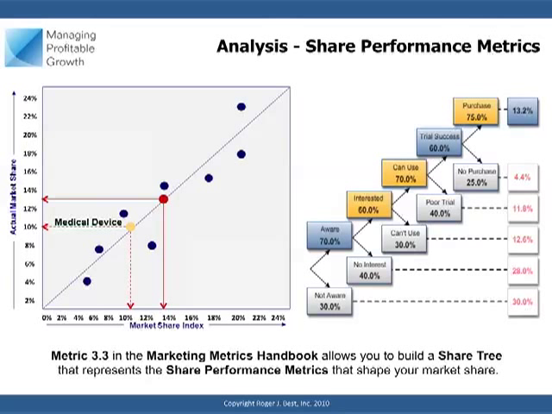Using the Metric 3.3 analysis tool, you can vary performance for different areas of share leakage to assess changes in your market share index. In our example, improving product awareness from 65% to 70% and trial success from 50% to 60% would improve the market share index from 10.2% to 13.2%.